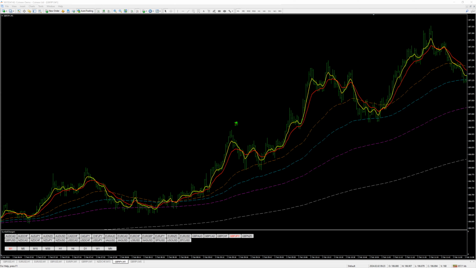As everybody knows, I use the 5 and 12 EMA as my basic trend on any given chart. What you're seeing is the 1 minute chart on the pound yen, and I have 1, 2, 3, 4 others.